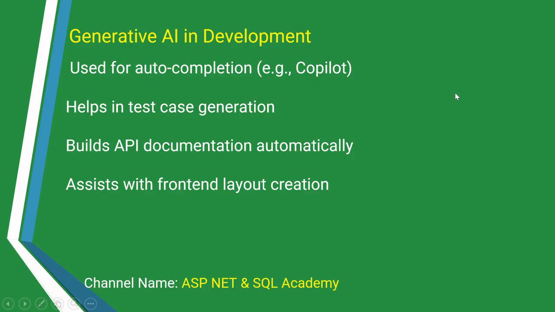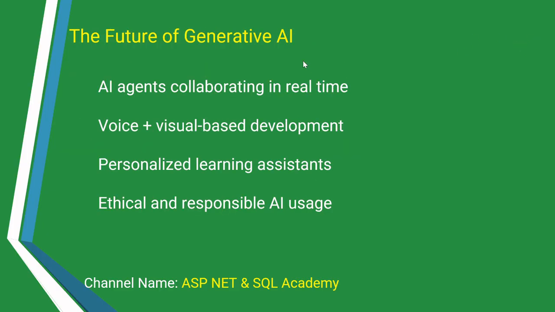In advanced scenarios, generative AI helps with unit testing, code suggestions, and even creating front-end layouts from simple text instructions. The next phase of generative AI will include intelligent agents that can code, talk, and visualize together, all within ethical boundaries.